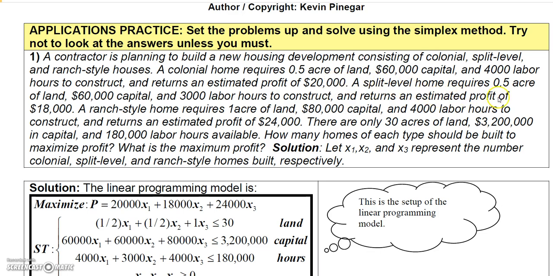A split-level home requires a half acre of land, 60,000 capital, 3,000 labor hours to construct, and returns an estimated profit of $18,000. A ranch-style home requires 1 acre of land, 80,000 capital, 4,000 labor hours to construct, and returns an estimated profit of $24,000. Now there are only 30 acres of land available, 3.2 million in capital available, and 180,000 labor hours available. So how many homes of each type should be built to maximize profit? And what is the maximum profit?